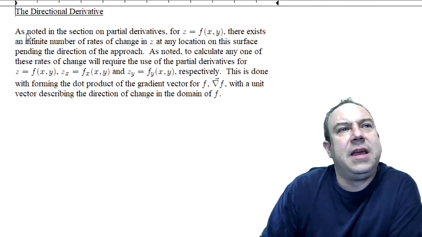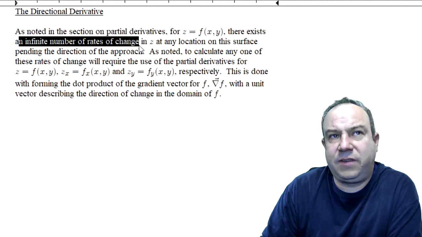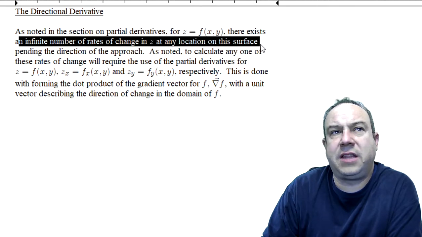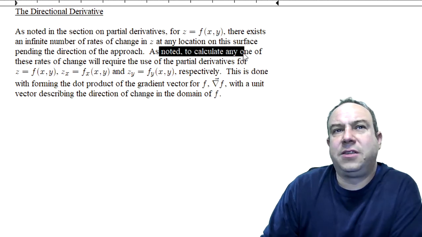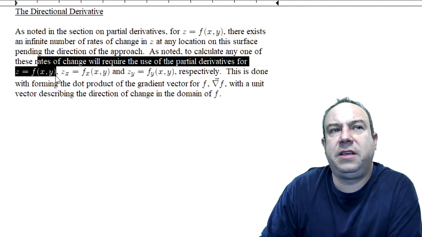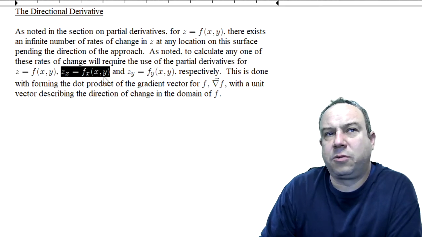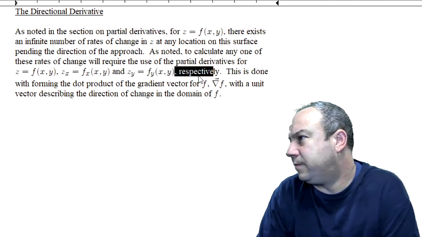All right. As noted in the section on partial derivatives, for z equal to f of x comma y, there exists an infinite number of rates of change in z at any location on the surface, pending the direction of approach. As noted, to calculate any one of these rates of change will require the use of partial derivatives for z of x comma y, the partial with respect to x and the partial with respect to y, respectively.